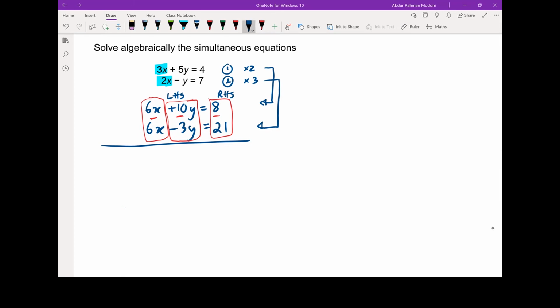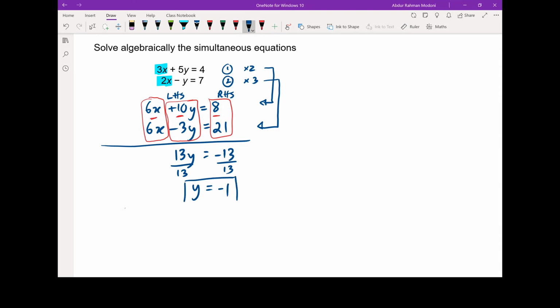So let's do 6x take away 6x, nothing. 10y minus 3y: since we have a minus, that becomes a positive, so we have 10y plus 3y, which becomes 13y there. And then we have 8 take away 21, which is minus 13. Now that we've got an equation involving only one unknown, we can solve this by balancing. So we're going to do the same to both sides. We're going to divide by 13 and divide by 13. That leaves us with y is equal to minus 1.